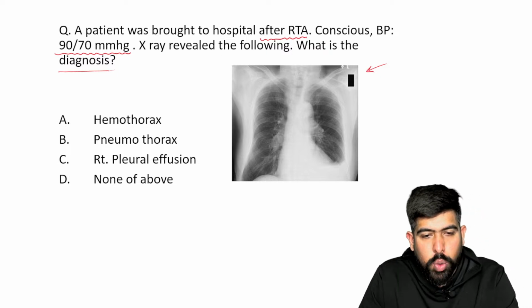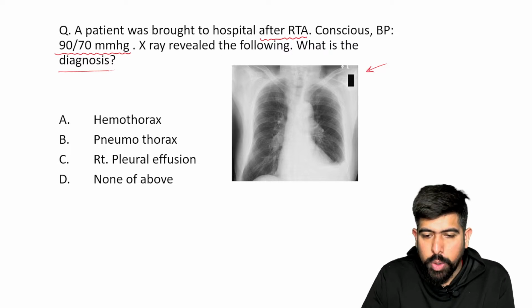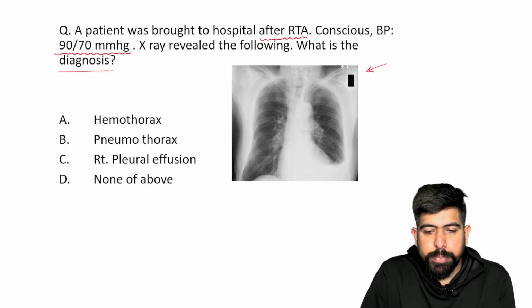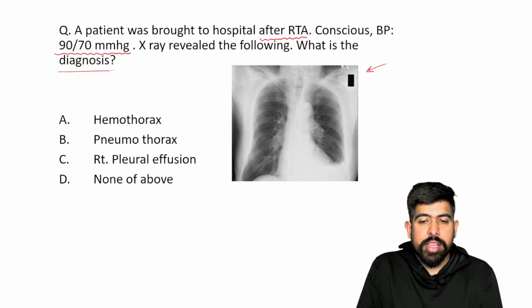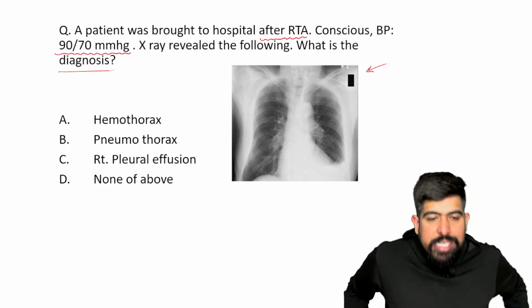Please try to correlate with the patient. The patient's BP is falling down. Okay, you can understand this thing. The patient's BP is falling down, and also the patient has the classical clinical history of RTA. So the patient had an RTA.